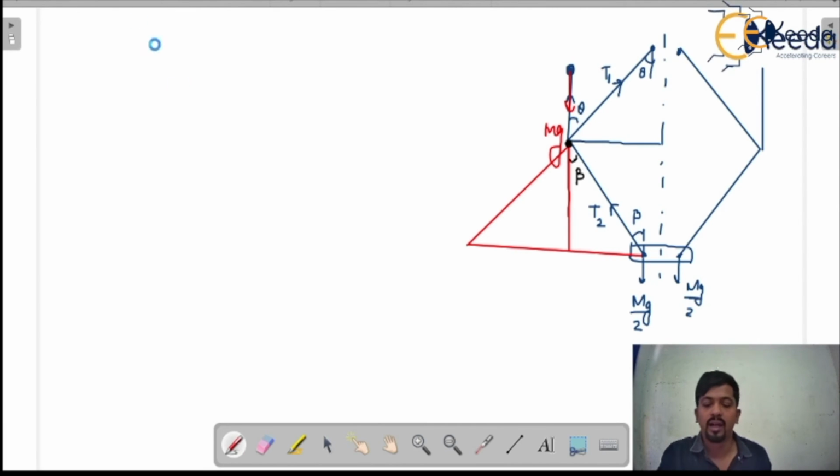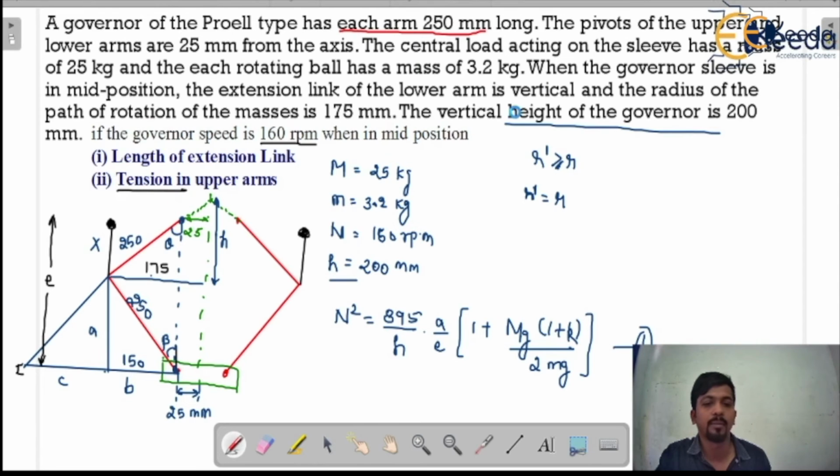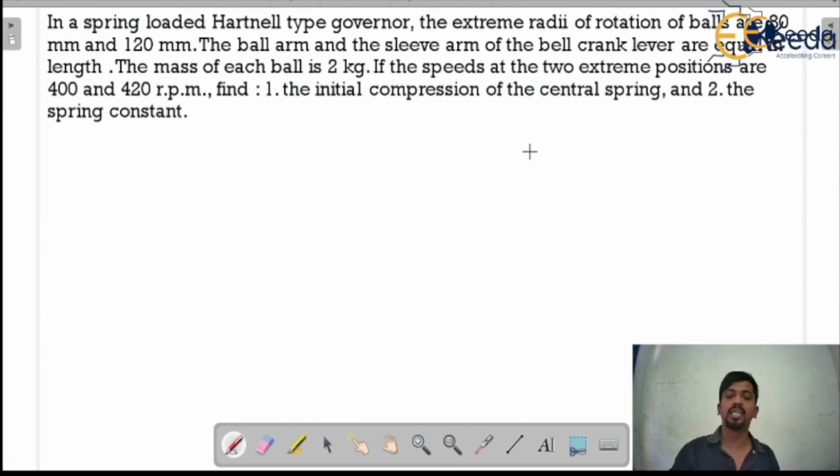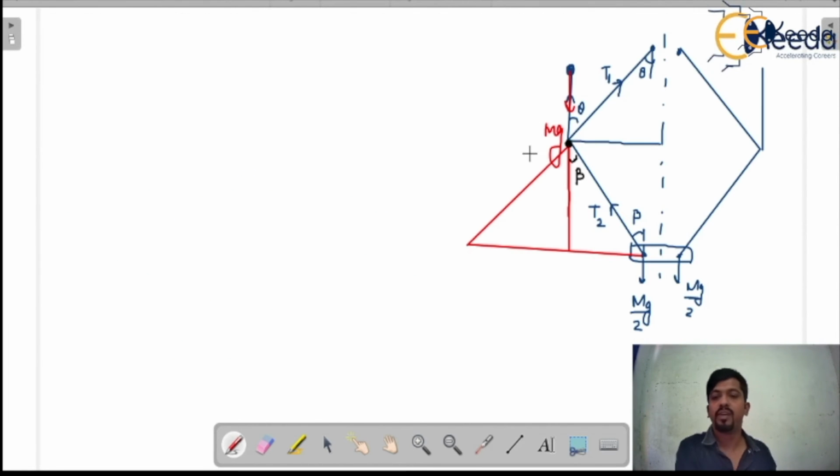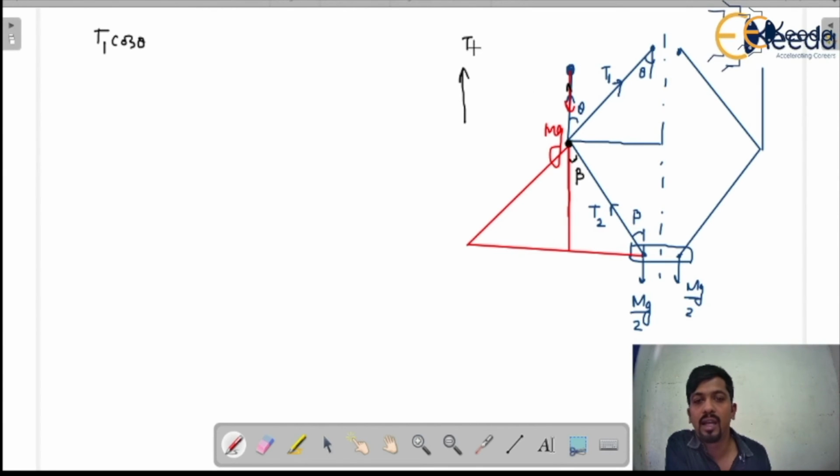So in the question it is asking to find out the tension in the upper arms. That means we have to calculate T1. So we just need to write the equations. We have to balance the vertical forces, we have to make equilibrium of the vertical forces. That is T1 cos theta in the upward direction, and there will be an mg force in the downward direction of the fly ball, and there is also T2.